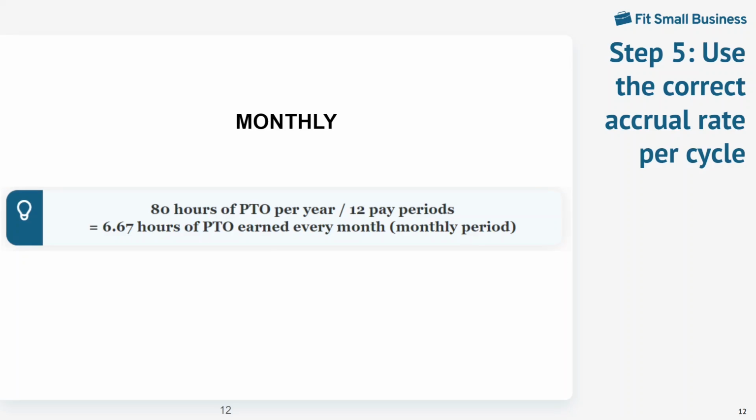A monthly payroll cycle isn't allowed in all states and is commonly reserved for upper-level management. However, if you manage your accruals monthly, the calculation is pretty basic. A regular 40-hour-a-week employee would earn 6.67 hours of PTO every month.